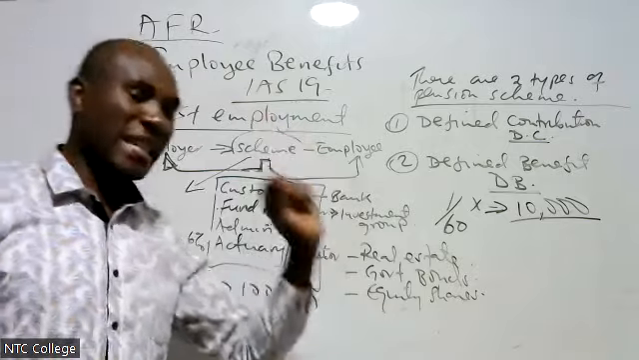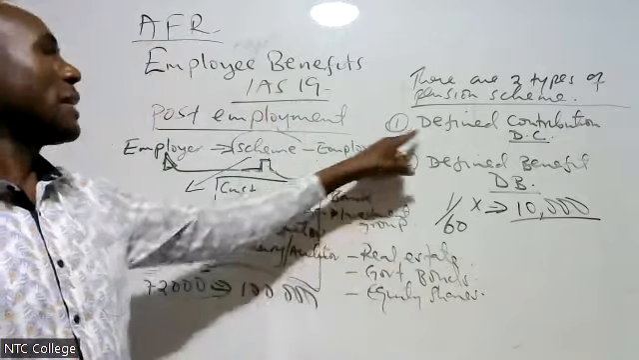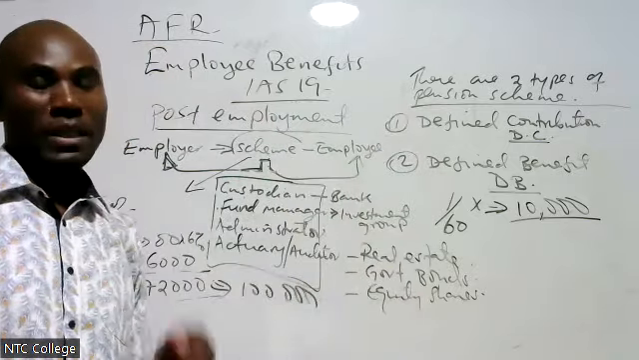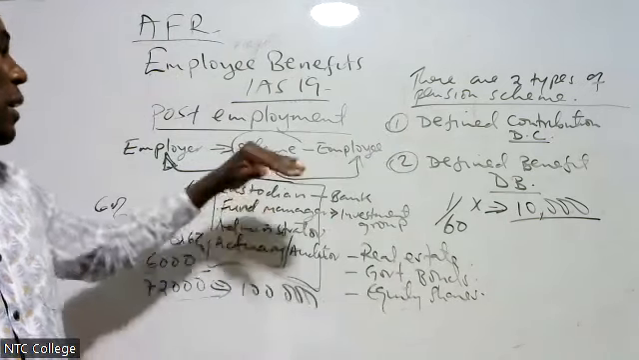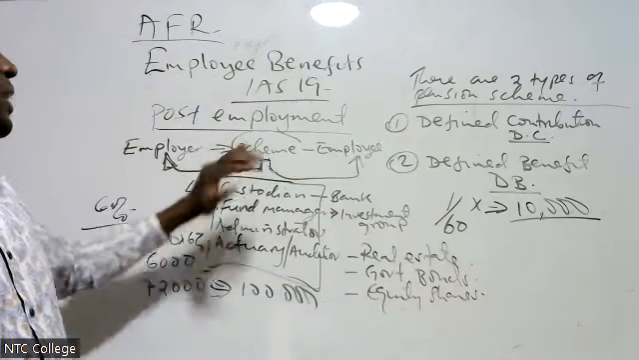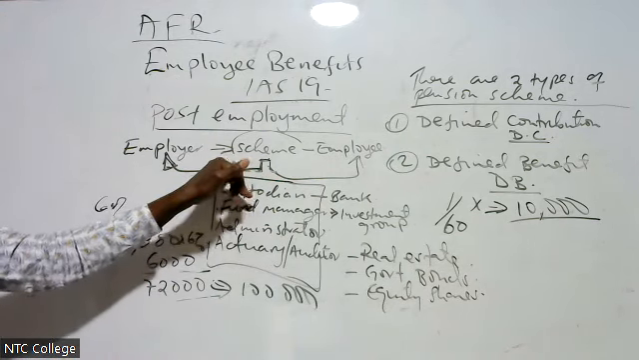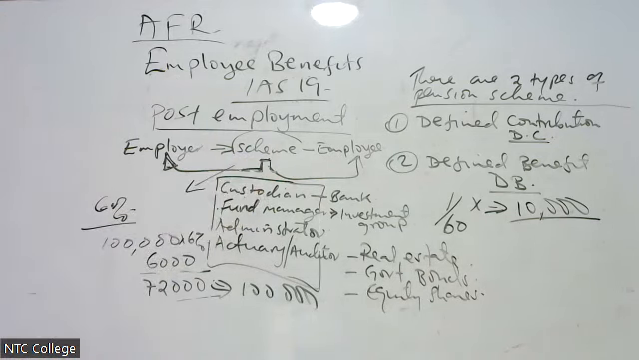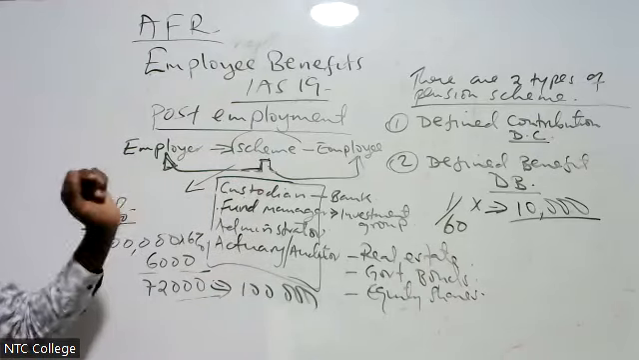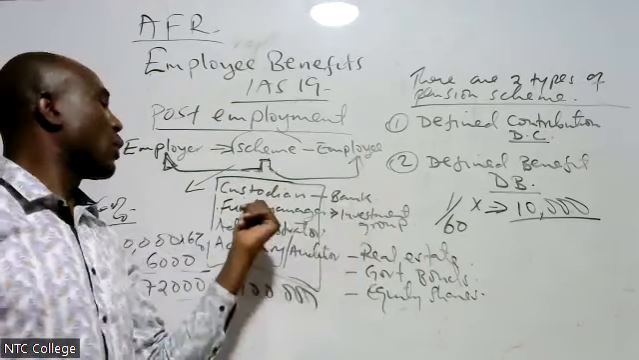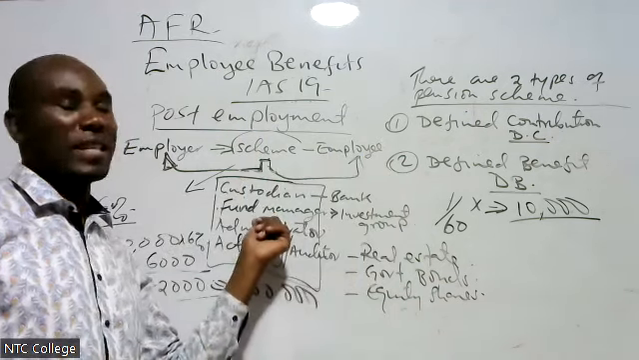But when we go to a defined contribution scheme, whatever the employer is contributing is fixed, like 6%. You just know that at the end of the month, 6% of my salary is going to the scheme. But whatever you will get will depend on the performance of the scheme.